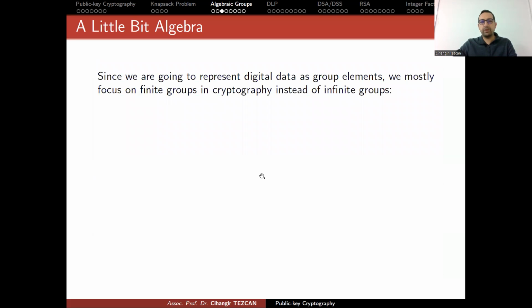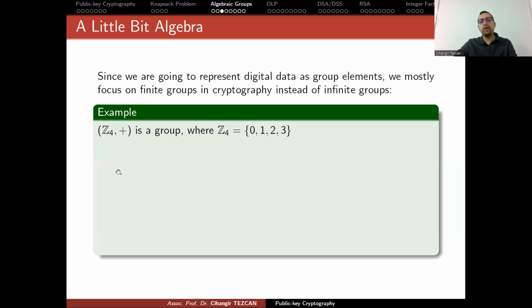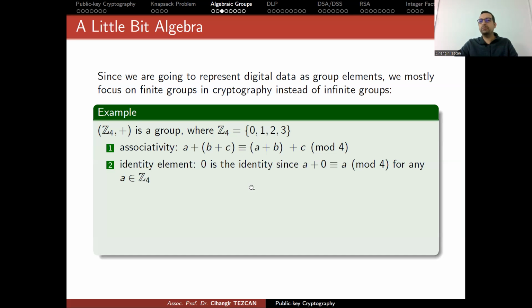Okay. Since we are going to represent digital data as group elements, we mostly focus on finite groups in cryptography instead of infinite groups. So this is important. Most of the time we will be focusing on Z_p, where p would be most of the time a prime number. But in this example, we have Z4 and the addition operation. So this is a group where Z4 is the numbers starting from 0 to 3. So here we are talking about modular arithmetic. It has associativity because these additions are both equivalent to the same thing modulo 4. There is an identity element 0. If you add 0 to A, it becomes A modulo 4.